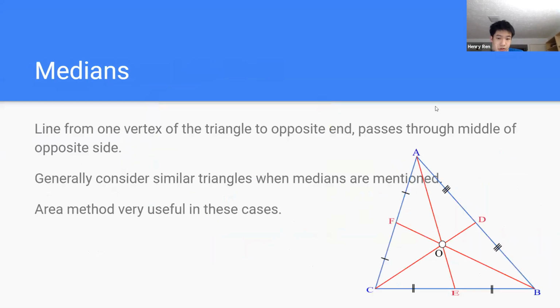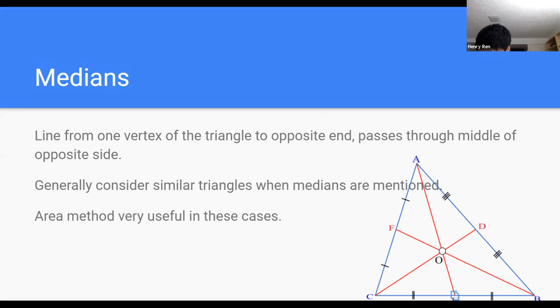Here's a drawing of that. All right, medians. Medians are lines from one vertex of a triangle to the opposite side. But what's special about medians is that they go through the exact center of the opposite side. They go through this exact point E. This divides that line into two perfect halves. As you can see, those are congruent.